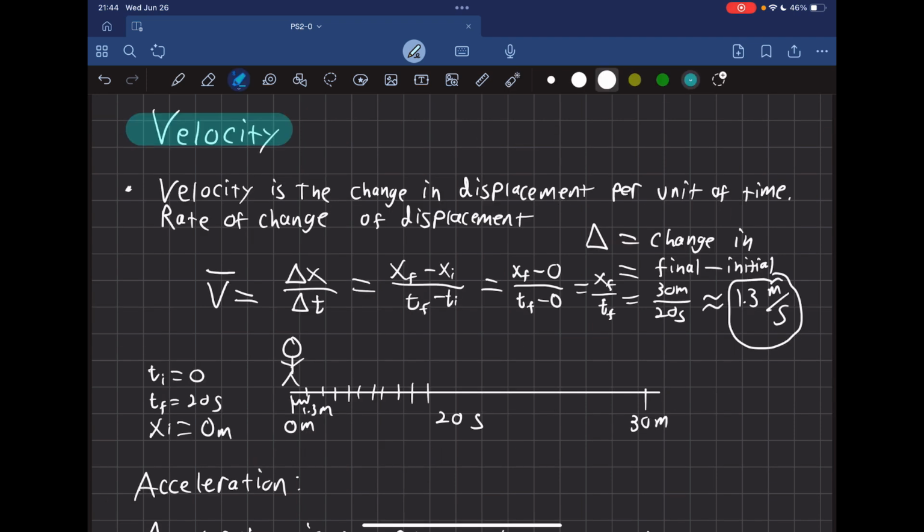Now let's talk about velocity. So velocity is how much the displacement of an object is changing per unit of time.